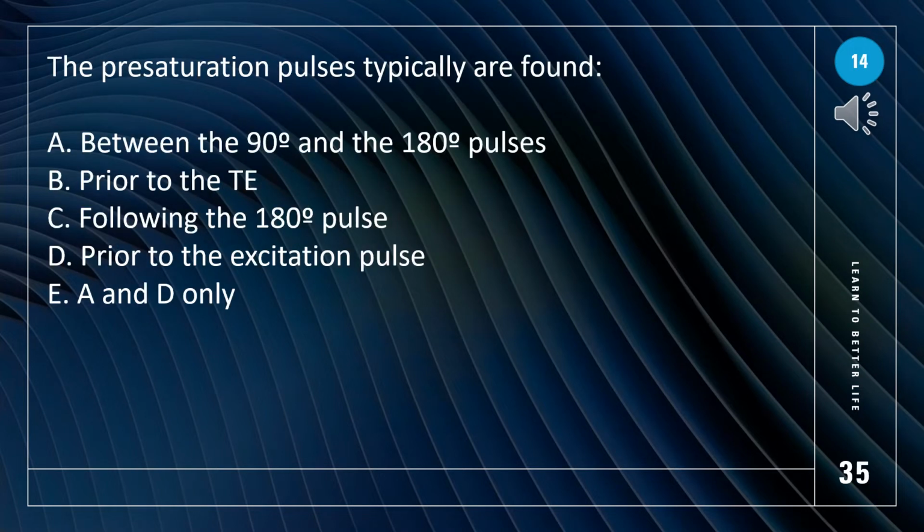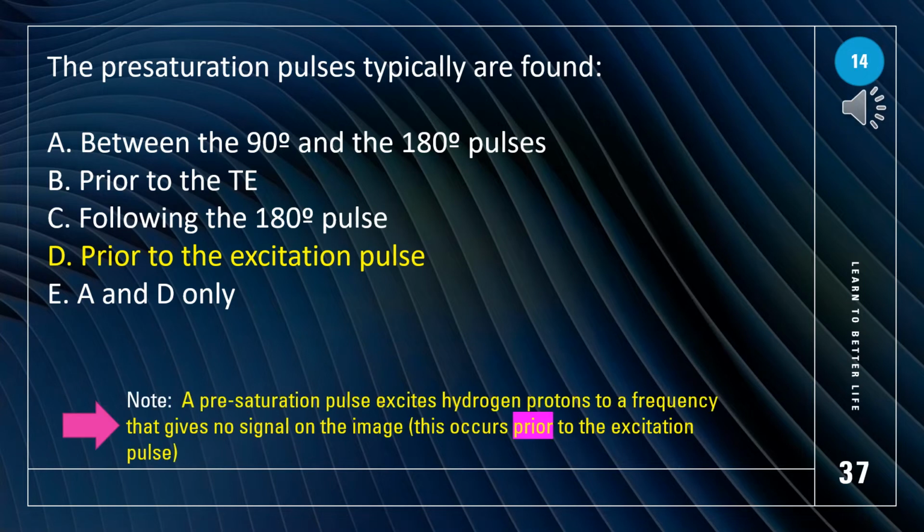The presaturation pulses typically are found where? Choose one below. The answer is D. Prior to the excitation pulse. Note: a presaturation pulse excites hydrogen protons to a frequency that gives no signal on the image. This occurs prior to the excitation pulse.